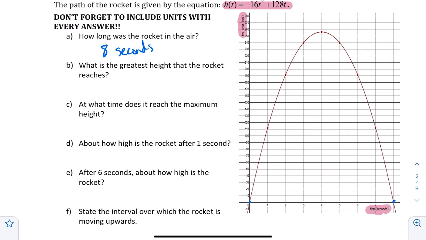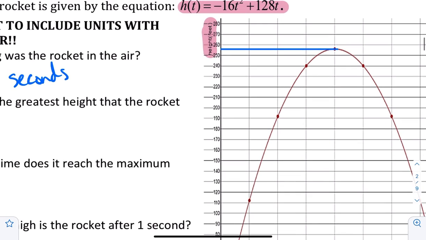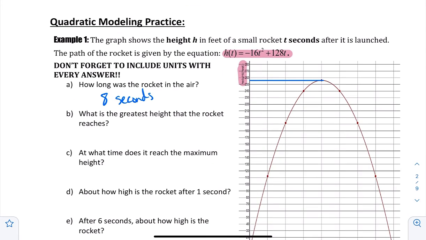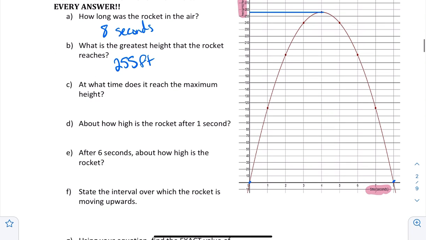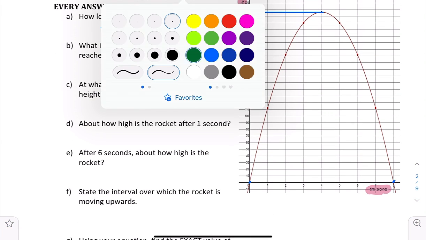Now, the greatest height that the rocket reached, that's going to be where my maximum was. So I'm going to take a look at my maximum. And it looks like I'm somewhere in between 250 and 260. So let's just call that an even 255. So we're going to say it reached a maximum height of 255 feet.